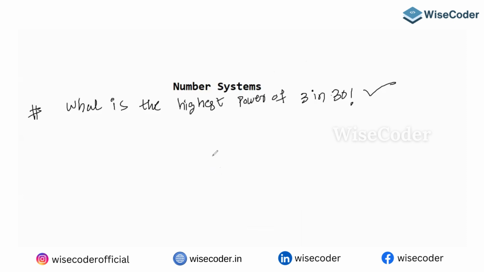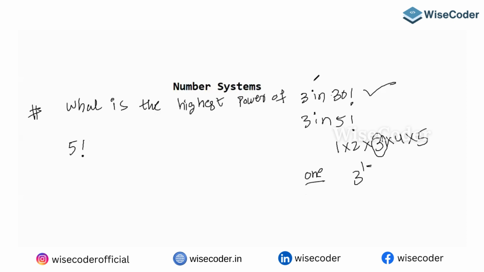So the logical way of solving is this. We'll understand with small numbers. In 5 factorial, the question is what is the highest power of 3 in 5 factorial? 5 factorial is 1 into 2 into 3 into 4 into 5. The highest power of 3 is 1. Yeah, you can say directly the answer is 1.